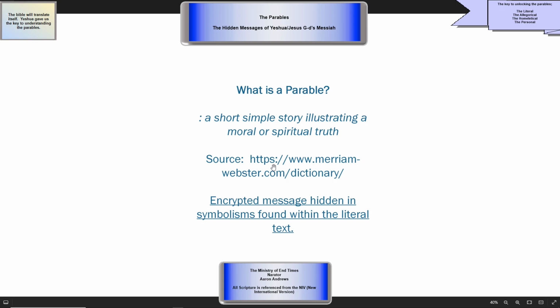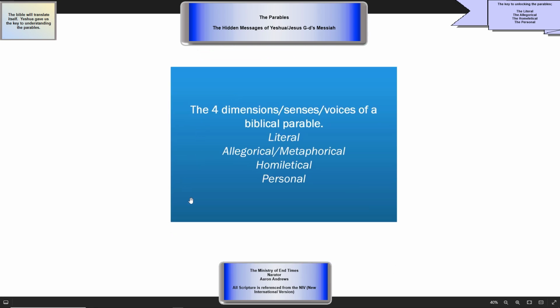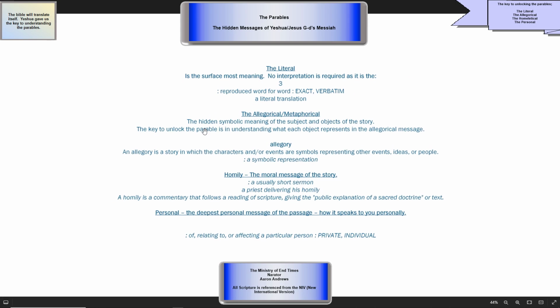So the four senses of a parable are the literal voice, the allegorical or the symbolic voice, the homiletical or the moral message of the parable, and then there is a deeper personal message that comes in the parable. Those can be defined as: the literal is the surface meaning. No interpretation is required, as it is the verbatim, word for word, exact literal translation as you read it.